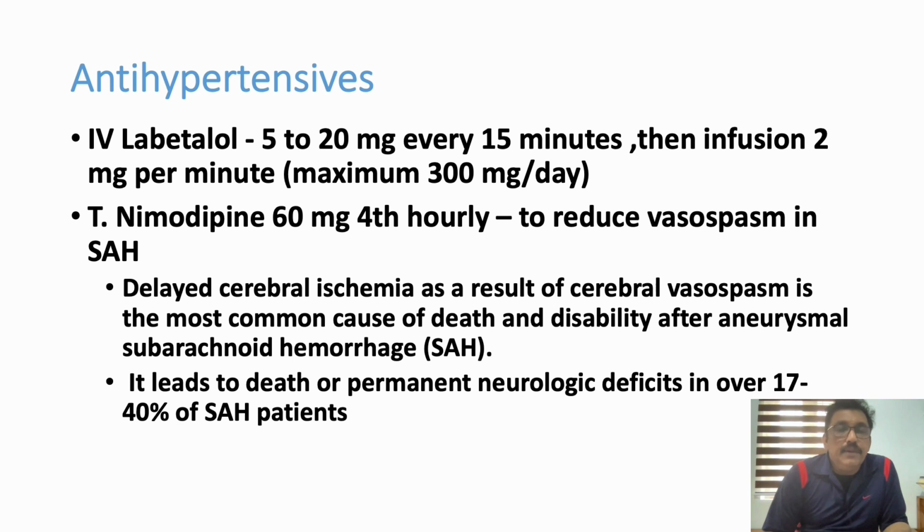Other drugs mentioned in the previous slides are not available at present in India. Nicardipine IV is not available, so we cannot use all these things. Another important drug is nimodipine, 60 mg 4th hourly, which can be given to reduce the vasospasm. Vasospasm is a very important factor causing death in subarachnoid hemorrhage. So we have to give nimodipine 60 mg 4th hourly in patients who have subarachnoid hemorrhage.